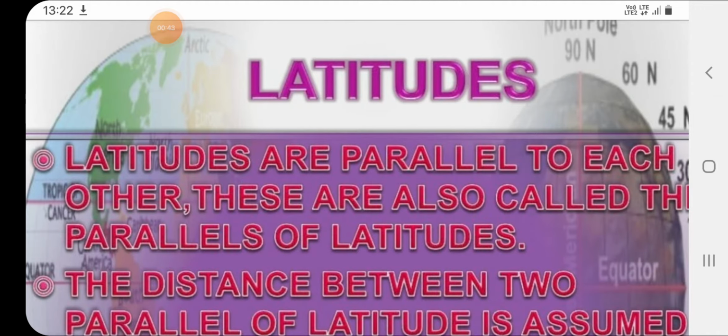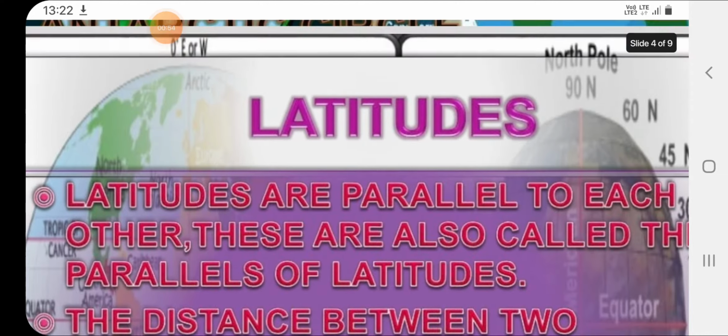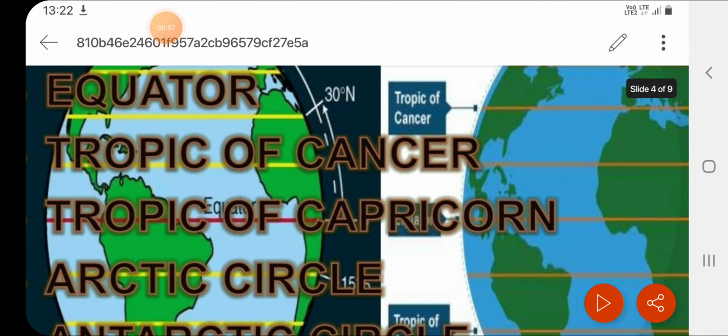Then what are latitudes? All parallel circles from the equator up to the poles are called parallels of latitude. Latitudes are measured in degrees, and the equator represents the 0-degree latitude. Since the distance from the equator to either of the poles is 1/4 of a circle around the earth, it will measure 1/4 of 360 degrees, that is 90 degrees. Thus 90 degree north latitude marks the North Pole and 90 degree south latitude marks the South Pole.